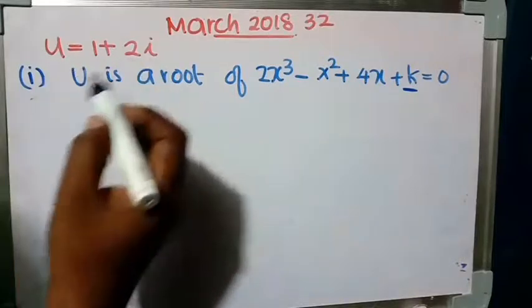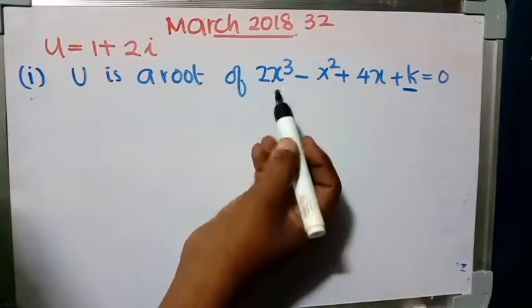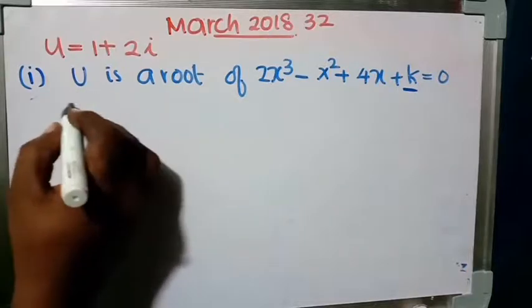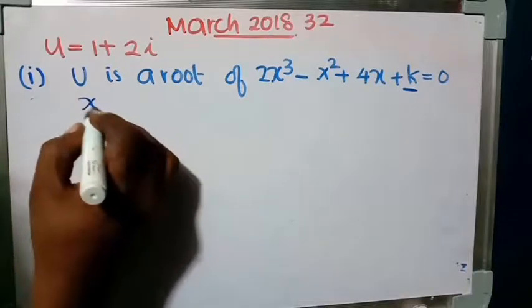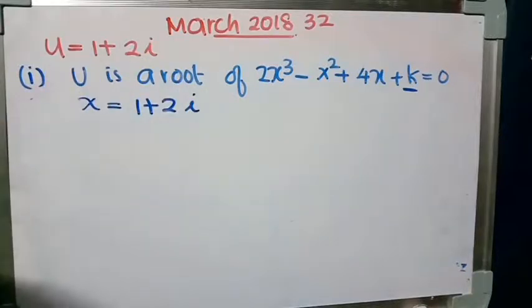As u is the root of this equation, we can say one of the values of x is u, which is 1 plus 2i. As u is a root, x is equal to 1 plus 2i. The various values of x can be considered as roots of the equation which satisfy the equation. But in your equation you can find x squared and x cubed. That means we have to find out all those values.